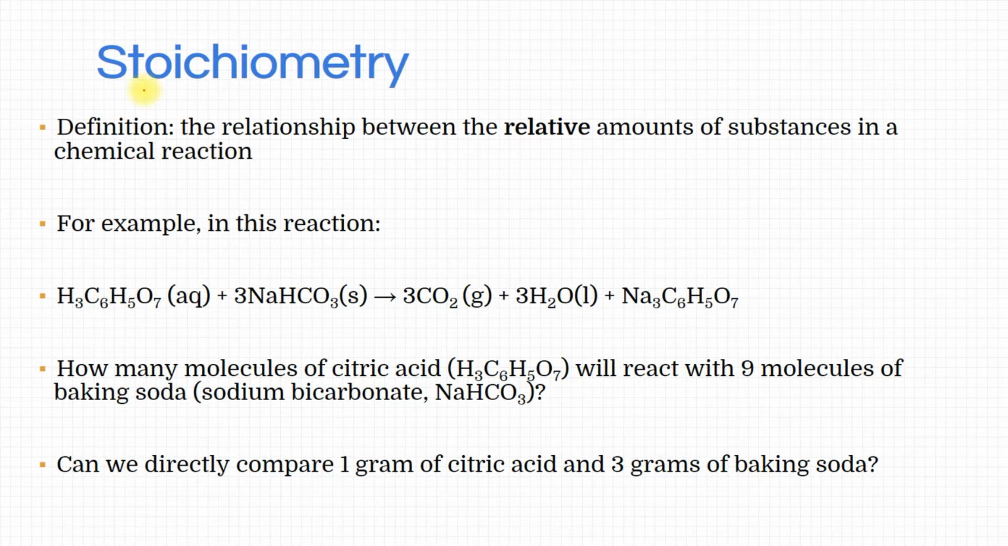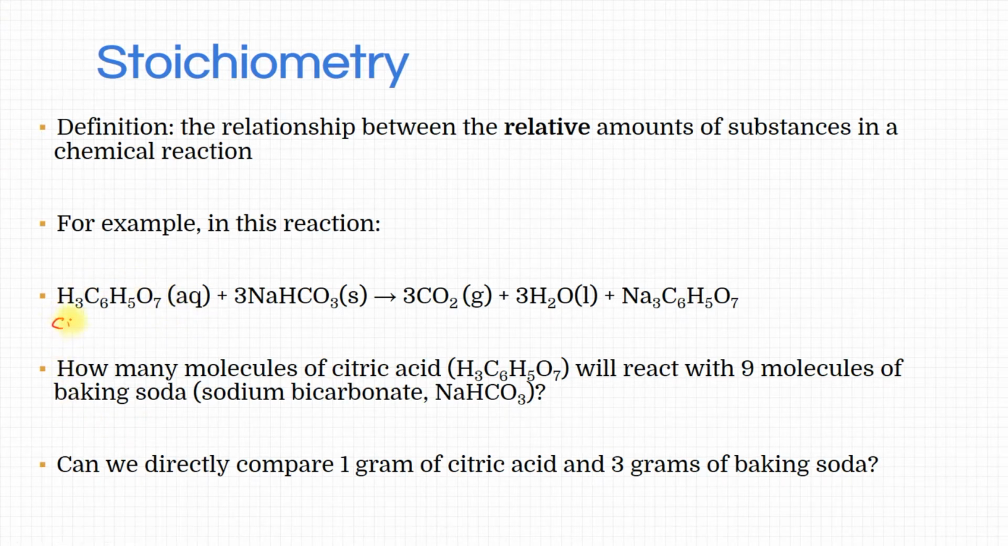Okay, so we learned in chapter 9 about the concept of converting between one substance and another one. This is called stoichiometry. It's a fancy word that just means if I know the amount of one thing and I have a balanced reaction, I can figure out how much of any other thing is involved. So for example, this is citric acid.